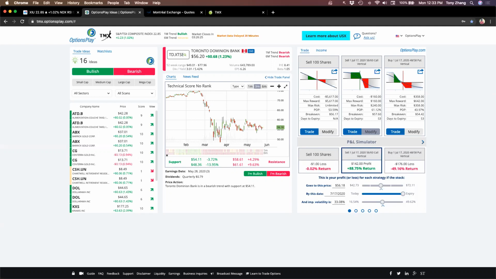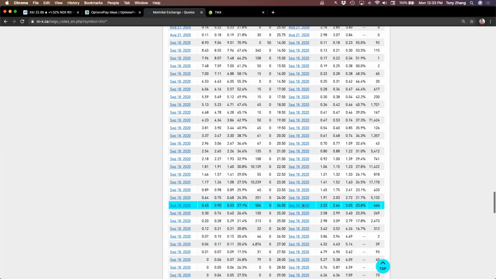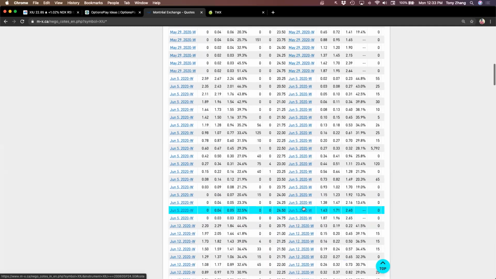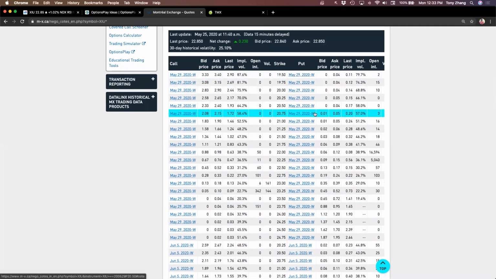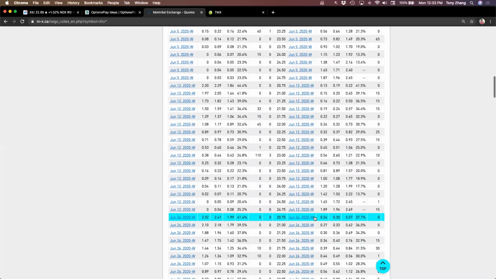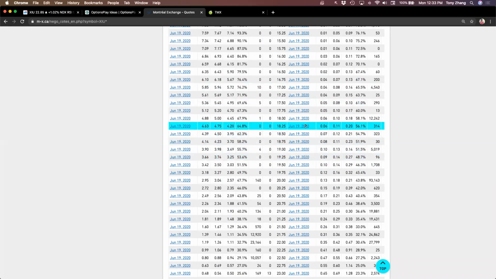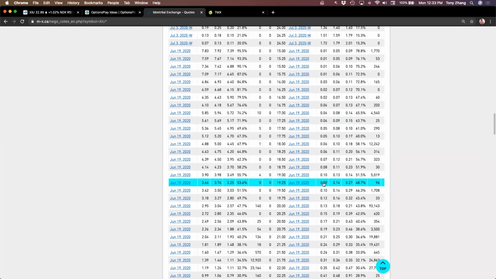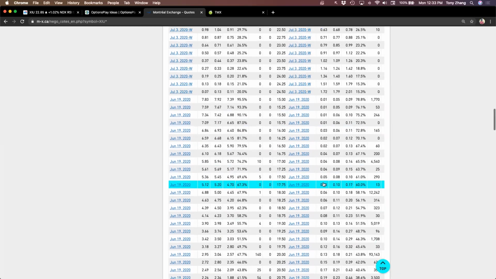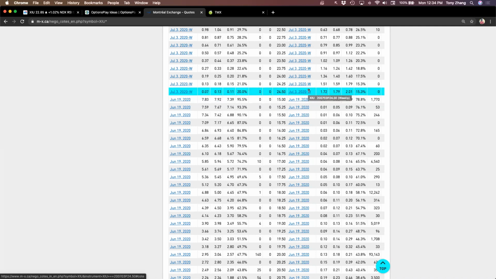Here's a question: how do strategies differ between weekly options and monthly options? Great question. As you can see, all of these that have a W are weekly options. The non-W ones, like this June 19th one, are monthly options. The answer is they are exactly the same. It's just a matter of whether they expire on the third Friday of every month, or on a different day of the month. From an options perspective, they are identical.